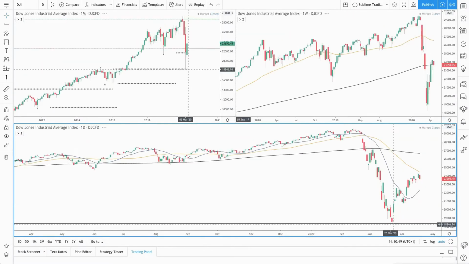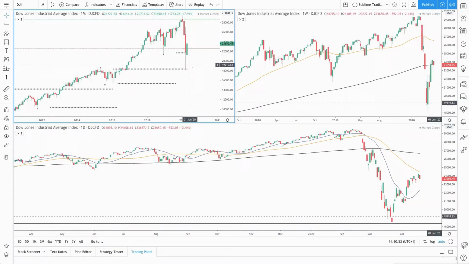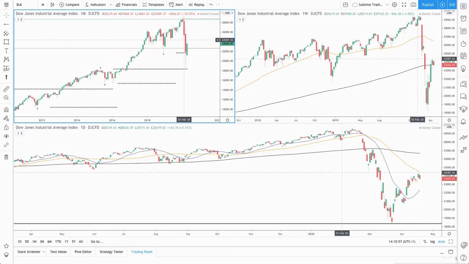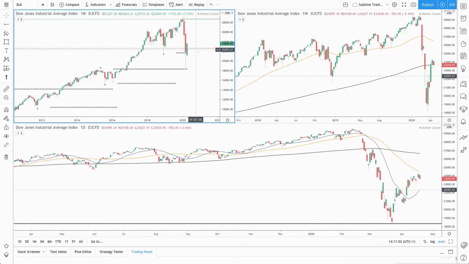Okay, let's move into the US indices, starting with the Dow Jones. Now, on the monthly time frame, we know that price is looking bullish. So we've had a move to the downside, price has found support, we've had a bounce back to the upside, and price is currently trading above the low of 2019. If it closes above this level, that'll be a strong sign of a move back to the upside.